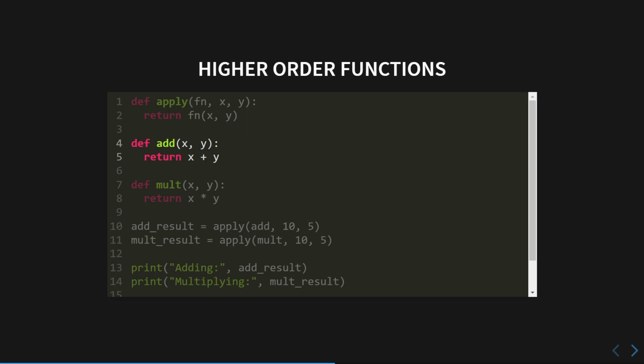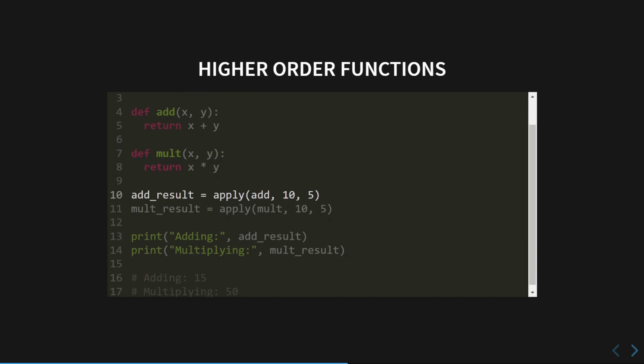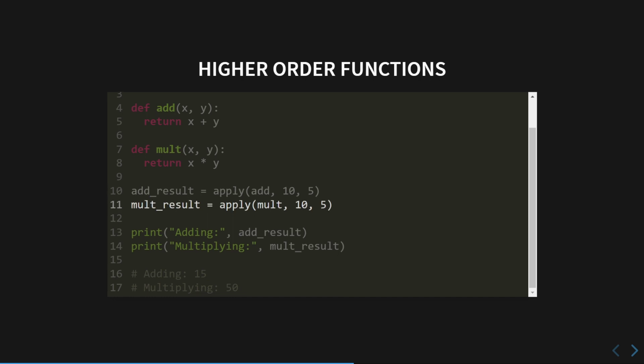Then we have these non-higher order functions here called add and multiply, and all they do is just add their arguments and multiply their arguments. And to invoke these, all we have to do is say apply to the add function the arguments 10 and 5, and apply to the mult function the arguments 10 and 5. We print out the results, and we get 10 plus 5 is 15, and 10 times 5 is 50, which makes sense. And you're probably wondering, okay, that doesn't really do anything useful, it's a bit of a contrived example.